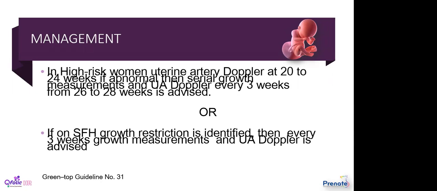I mean, if the woman is having abnormal uterine artery Doppler at 20 to 24 weeks, or the superficial fundal height shows growth restriction, these two groups of women should be followed regularly at an interval of 3 weeks by doing fetal biometry and umbilical artery Doppler.